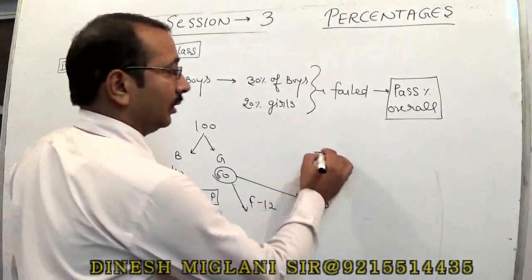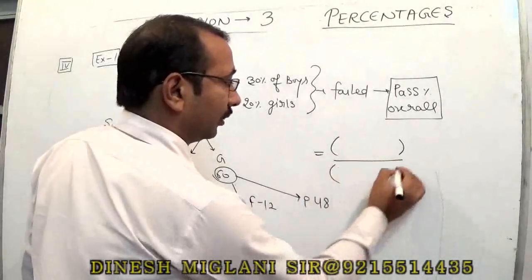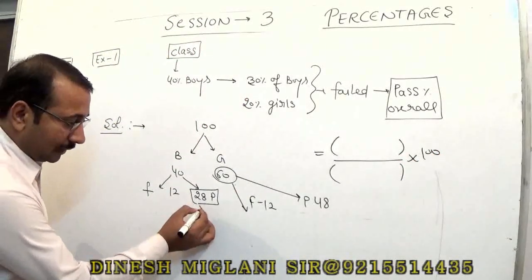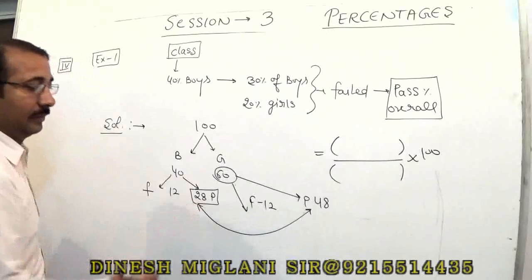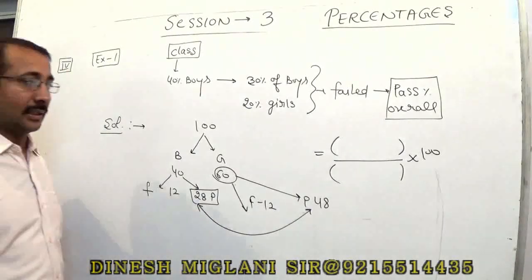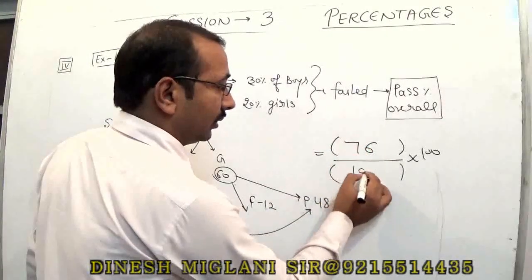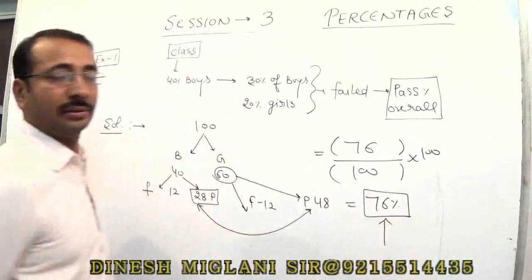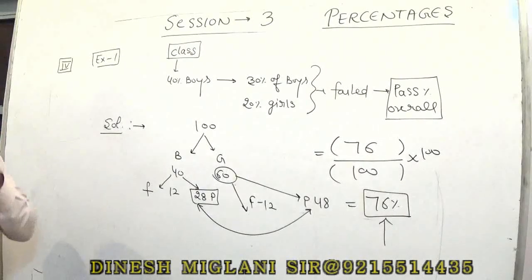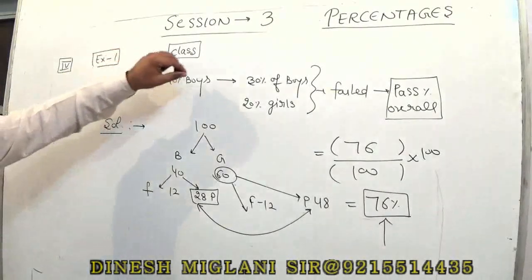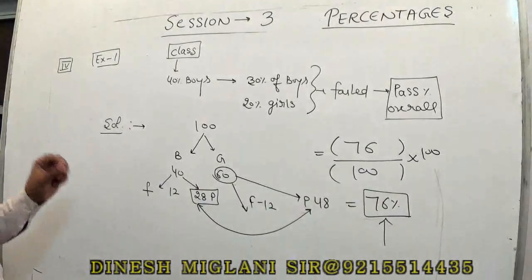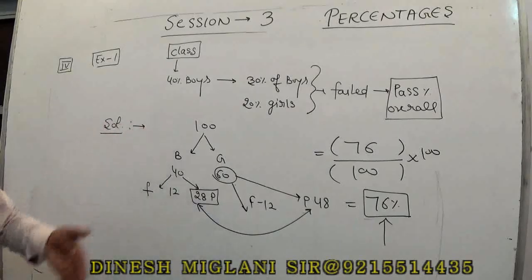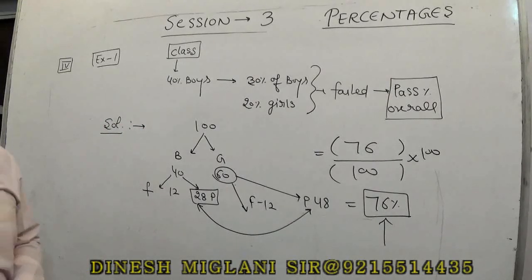Now I have to find the pass percentage of the class. It means total students who passed divided by total number of students into 100. So how many students passed? Boys passed 28 and girls passed 48. So I will add these. The sum is 76. What is the total students? 100. So our answer is equal to 76%. So that is the passing percentage of the class. Everywhere we are using percentages, it means while answering the question, we take our total value to be 100, and based on this, we have to answer our statement.